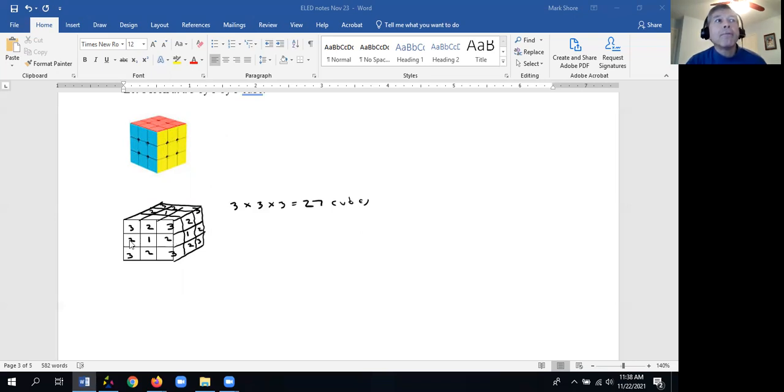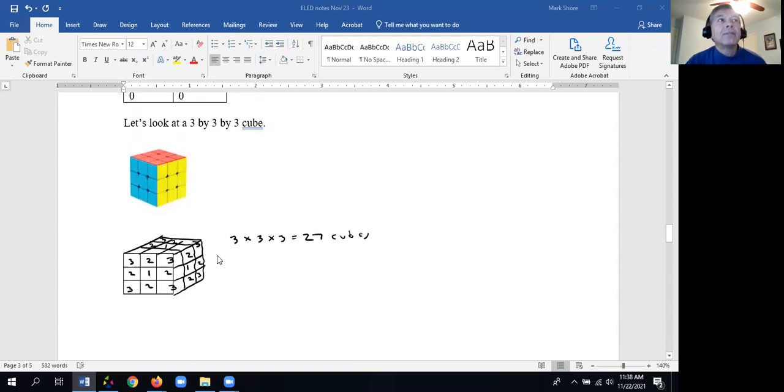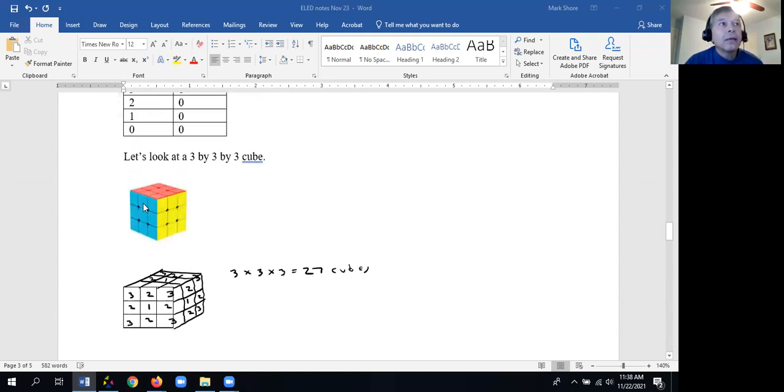So if we count up, we have 1, 2, 3, 4, 5, 6, 7. On the left side, it'd be 8, 9, 10. And then on the back, 11, 12. So we have 12 cubes that have 2 sides painted. Counting them up again here on this cube, it'd be 1, 2, 3, 4, 5, 6, 7. Then on the back side, another 3, 8, 9, 10. And then over here, we'd only have the top and bottom, which would be 11, 12.